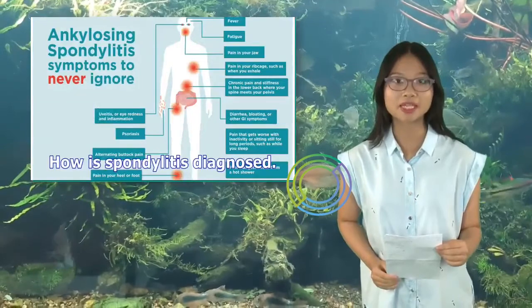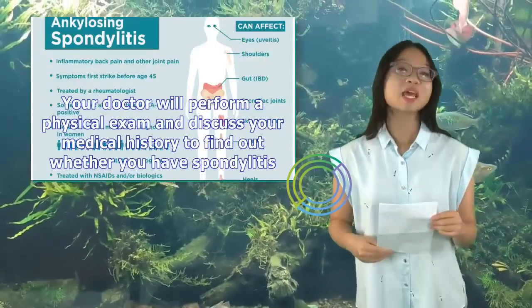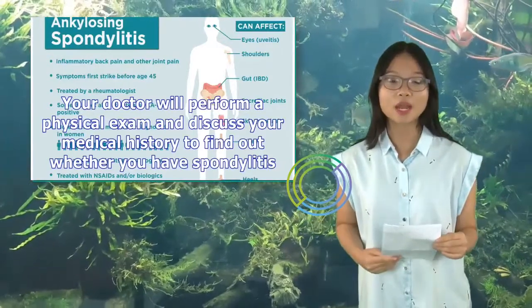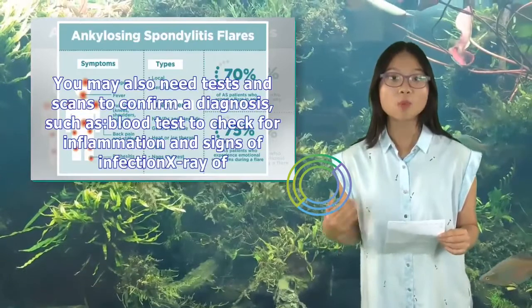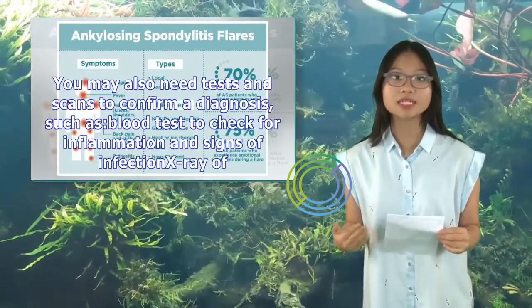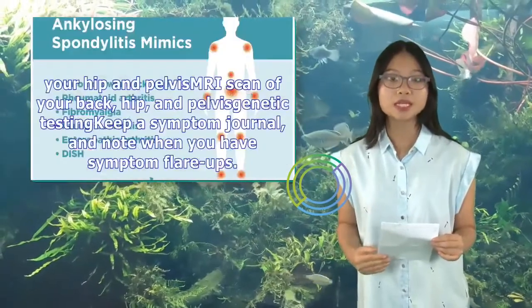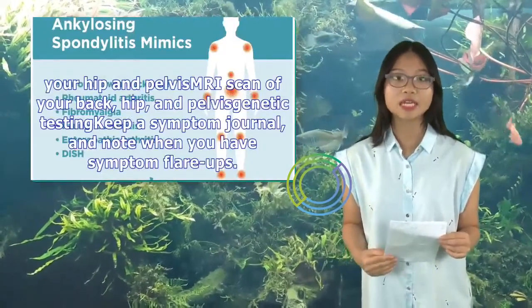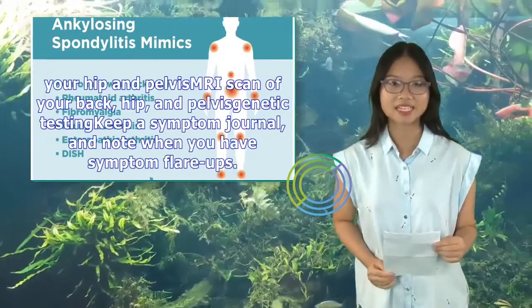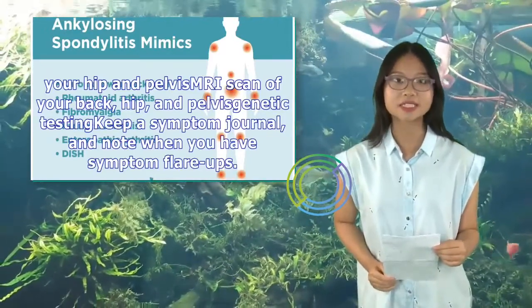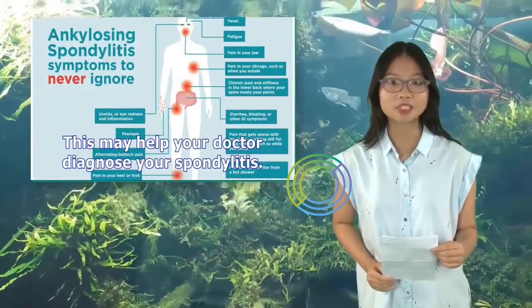How is spondylitis diagnosed? Your doctor will perform a physical exam and discuss your medical history to find out whether you have spondylitis. You may also need tests and scans to confirm a diagnosis, such as blood tests to check for inflammation and signs of infection, an X-ray of your hip and pelvis, an MRI scan of your back, hip, and pelvis, and genetic testing. Keep a symptom journal, and note when you have symptom flare-ups. This may help your doctor diagnose your spondylitis.